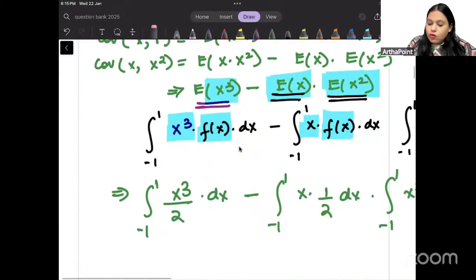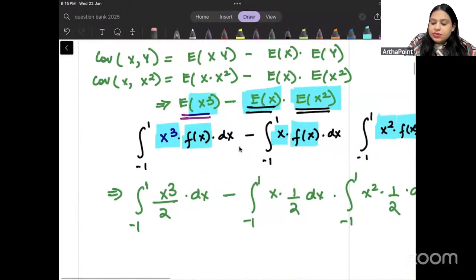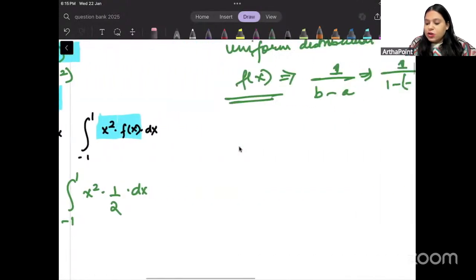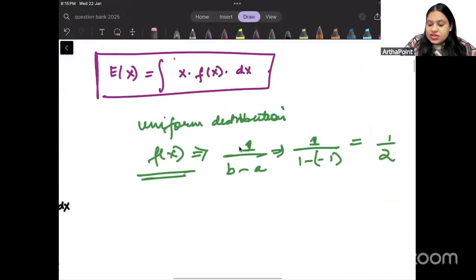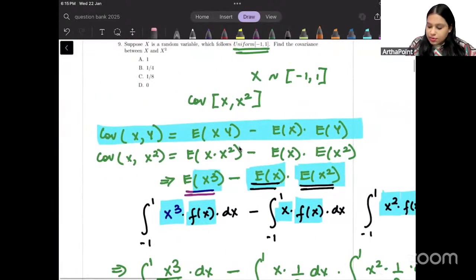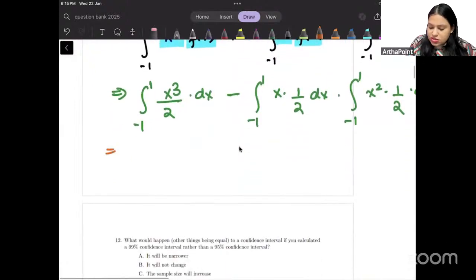Right? And the formula for covariance you need to remember: expected value of xy minus E(x) into E(y). And the formula for expected value you need to remember: whatever expected value we find out, it is integral of x f(x) dx. And for uniform distribution, f(x) is nothing but 1 upon b minus a. So these are some things that you have to remember. But now you can go ahead and solve this.